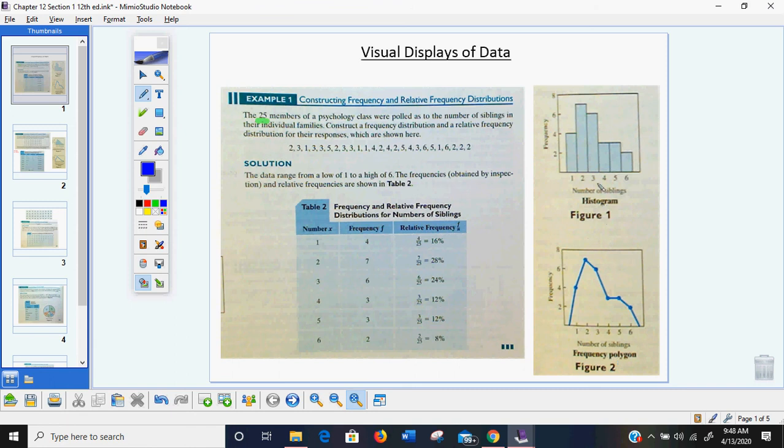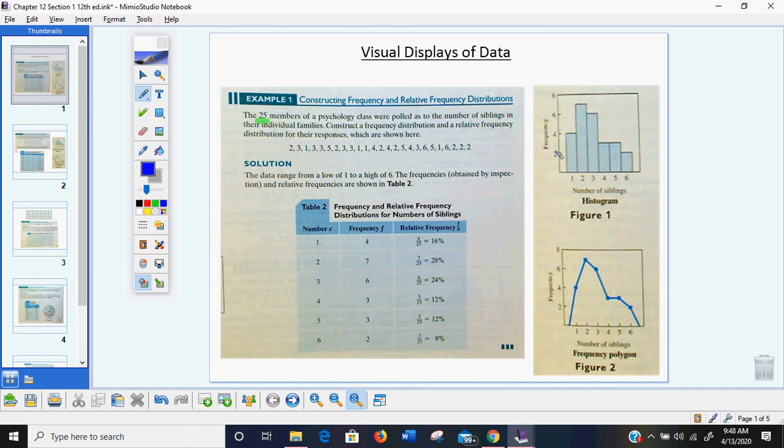Let's look at the histogram for a minute. On the left side is our frequency. Since our highest number is 6, we have to go up at least to 6. Our lowest number is 1. So you want to start at 0 and go up at least to 6. In this particular case, we actually need to look at our frequency. So our highest number is 7. Sorry about that. So we want to go from 0 to 7.